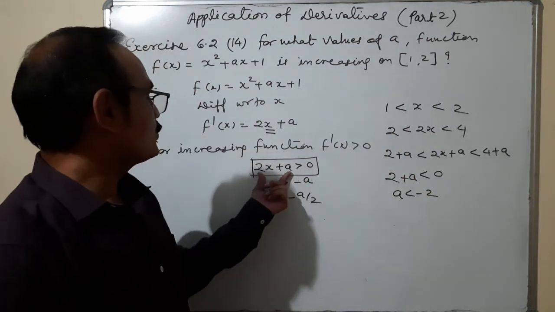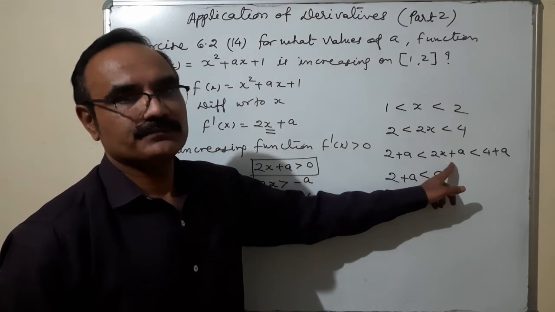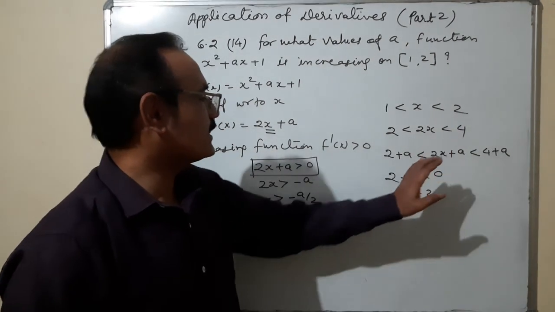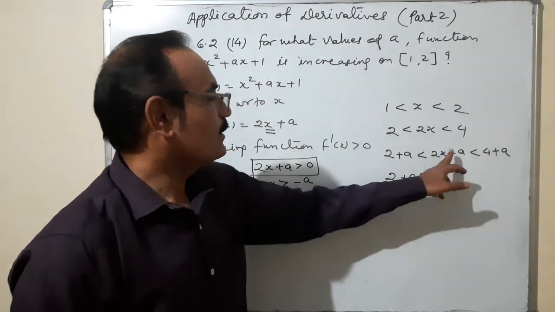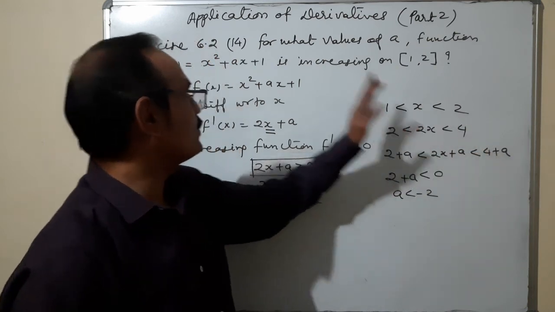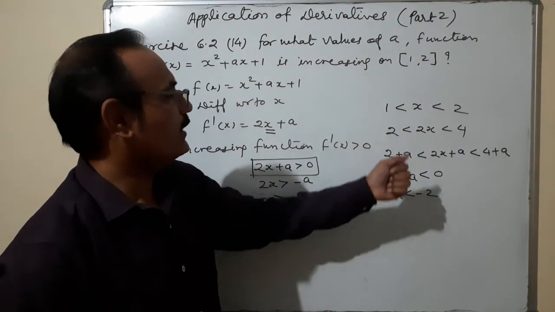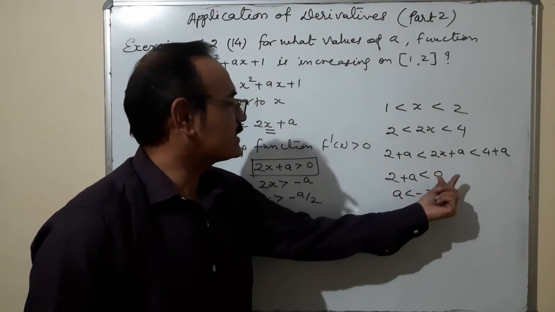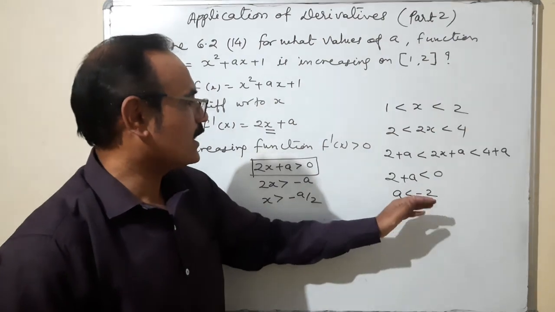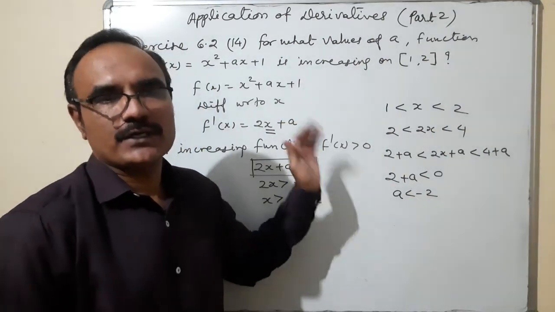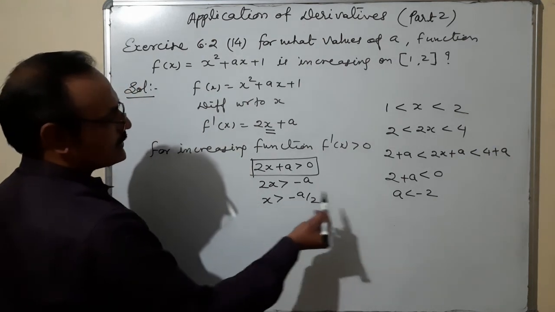Here the situation is 2x plus a is greater than 0. This term is greater than 0. And if this term is greater than 0, so may I write here 2 plus a is greater than 0. Because 0 is less than 4 plus a, we want to find for what values of a the function is increasing. So this is 2 plus a is greater than 0, that means a is greater than minus 2. So the values which are greater than minus 2 for which the function is increasing. Same as here, you can see that a is greater than minus 2.